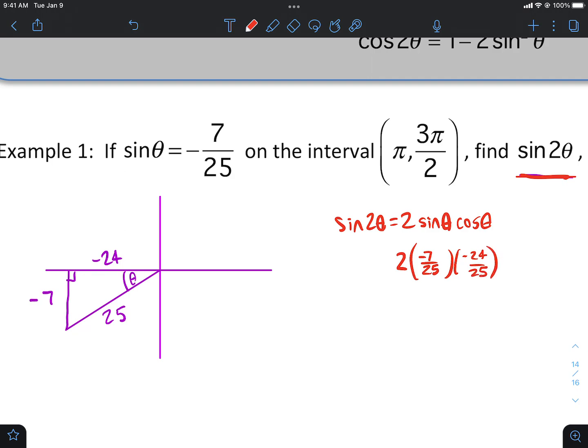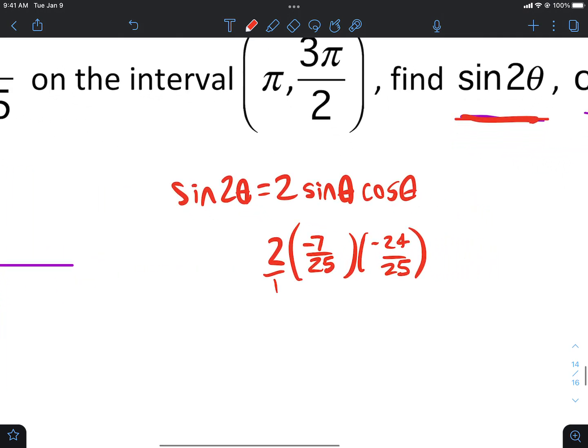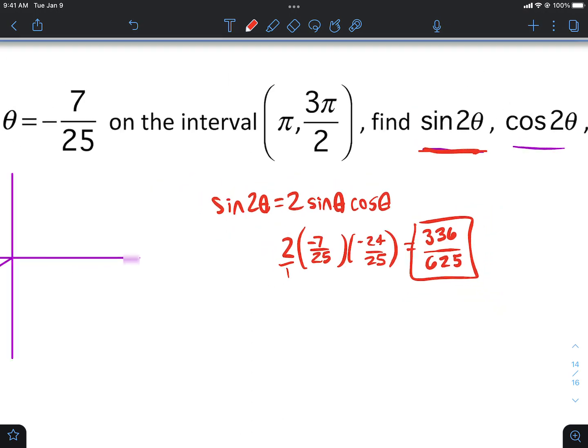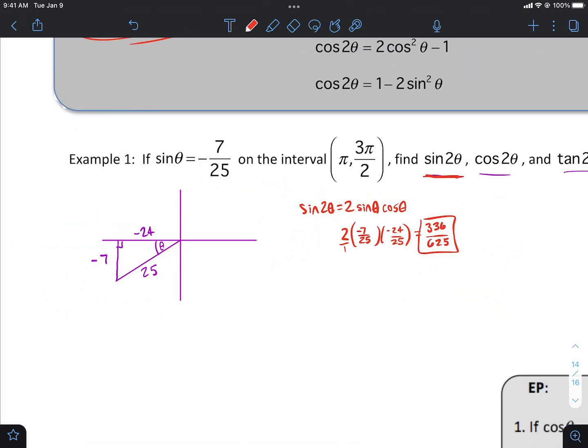And then you're just going to multiply all of that together. When you're multiplying fractions, you can keep that 2 as 2 over 1, and then 2 times negative 7 times negative 24, and then you'll do 25 times 25 in the denominator. The double negatives will cancel out, so this will be positive 336 over 625. You just get that from multiplying straight up in your calculator. So pretty straightforward.